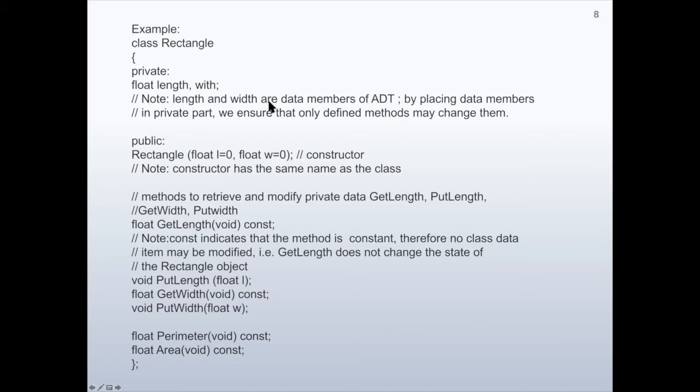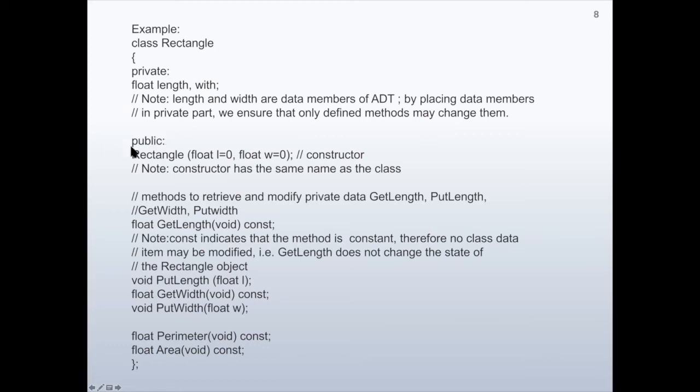Note, length and width are data members of the abstract data type. By placing data members in the private part, we ensure that only defined methods may change them. Outside of the methods, users are not able to see what the private members are.